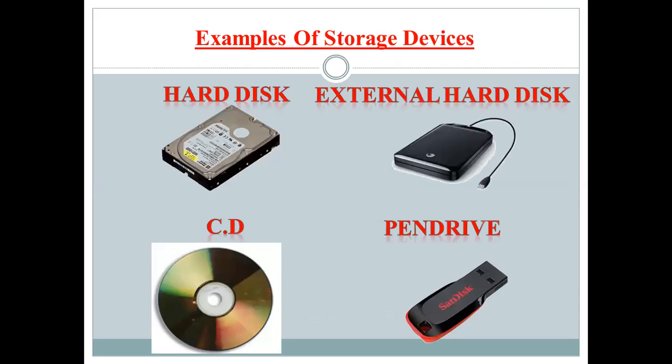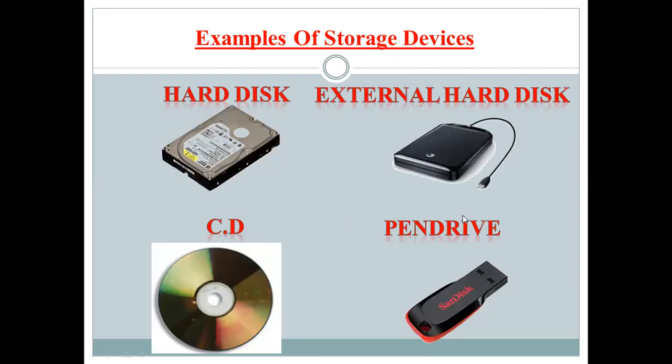Now also we want to save some data into the computer, so we need some storage devices. So here these all are the examples of storage devices. The first one is a hard disk. Hard disk helps us to save our data permanently into the computer. This hard disk is present inside the CPU box. External hard disk is also used to store the data. CD stands for compact disk. It is also used to store data, to save data.